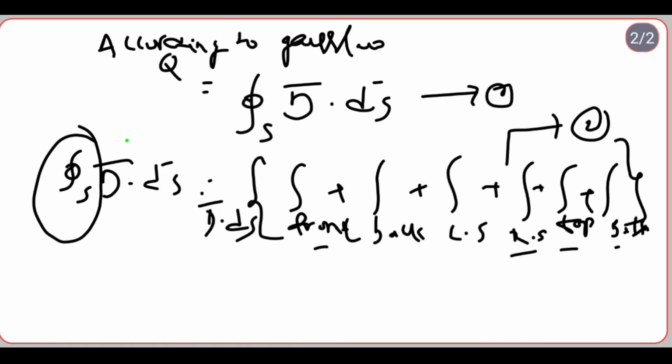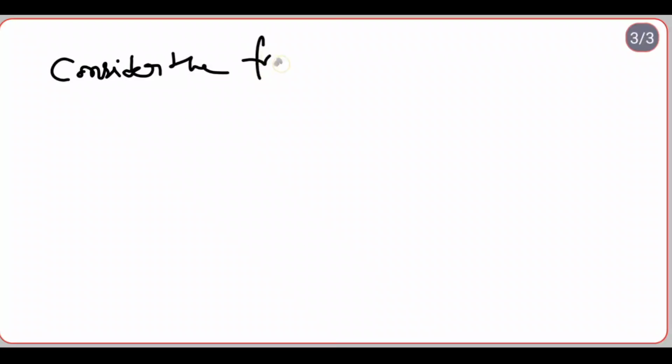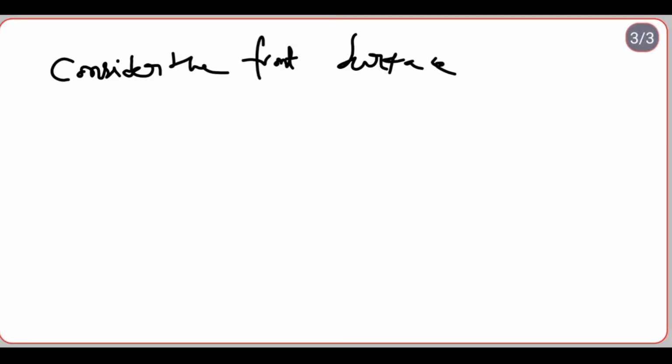Consider the front surface of the differential volume element. For the front surface, we apply the first one. Consider the front surface of a differential volume element, where D bar is varying with distance. For a small surface like the front surface, it cannot be assumed constant.